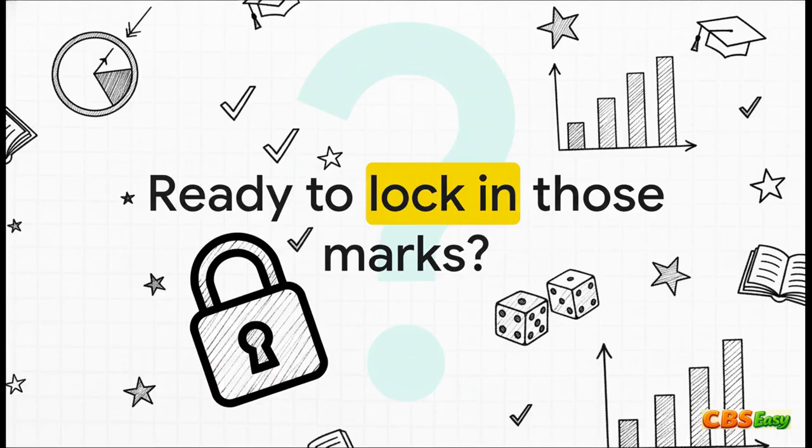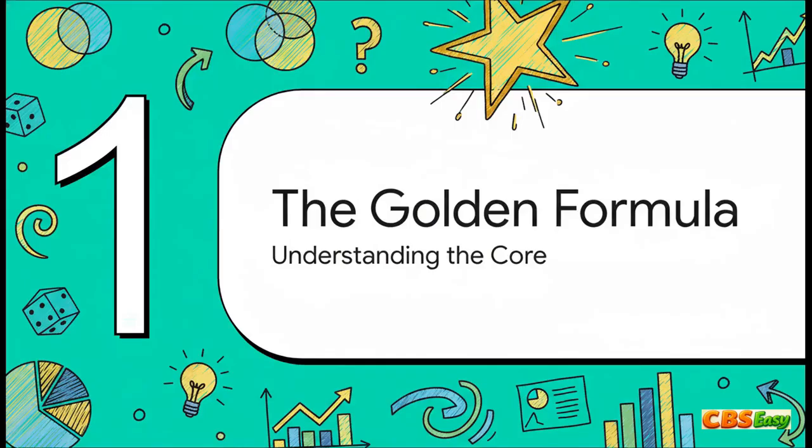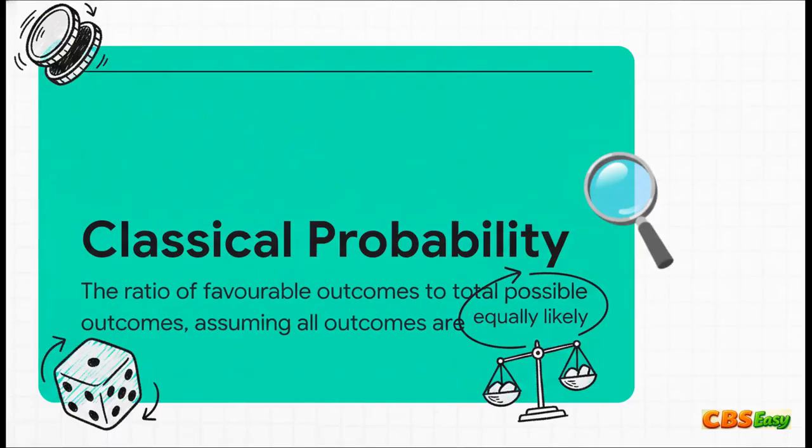Let's get started. Okay, here's the secret. At the heart of pretty much every probability problem you're ever going to face is one single, really powerful idea. We're going to call it the golden formula. If you can master this one thing, you are already halfway there. Now, the official textbook definition sounds a little heavy, I know, but there's a key phrase in there that is the foundation for everything. Equally likely. All this means is that every possible outcome has the exact same chance of happening. Like a fair coin flip or a normal roll of a die. This idea is absolutely crucial.